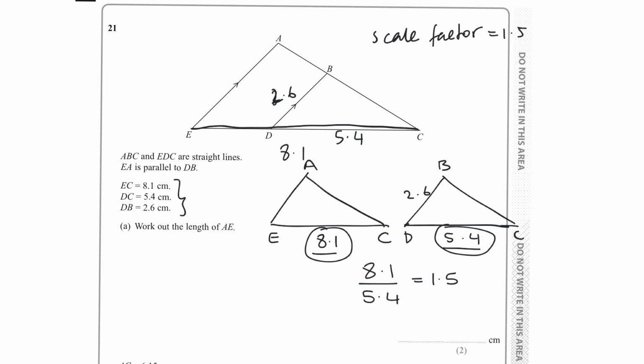So then therefore we've got BD and we're trying to work out A to E. So to work out A to E, you would need to times 2.6 times 1.5. Because to get from the little shape to the big shape, we worked out the scale factor is 1.5. So you need to multiply by 1.5. So use your calculator and do 2.6 times 1.5. You should get an answer of 3.9.